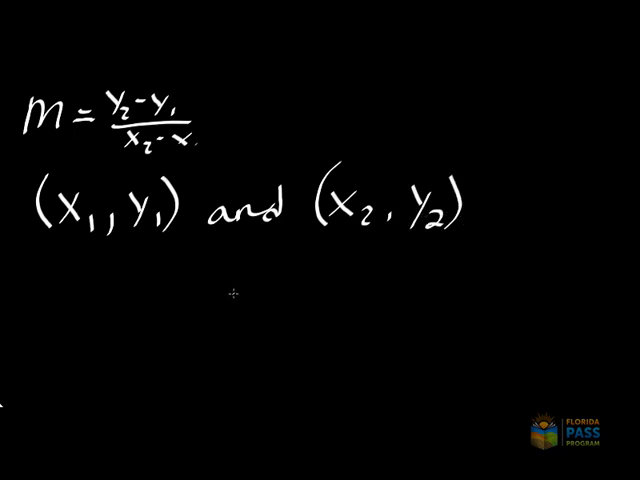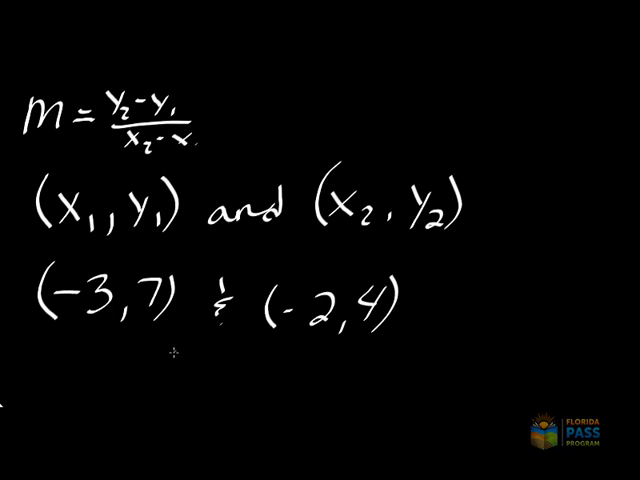When you're given 2 points and you're looking for the slope of the line, you always start by labeling your points. Here is an example. Here's a point, -3, 7, and -2, 4. You're going to start by labeling this x1, y1, x2, y2. When I label it, it makes it so much easier to plug it back into this formula. Remember that this is the formula for slope because m is used to represent the slope.